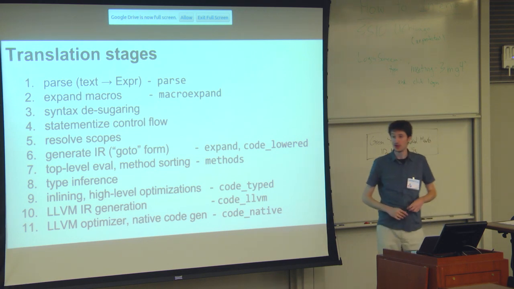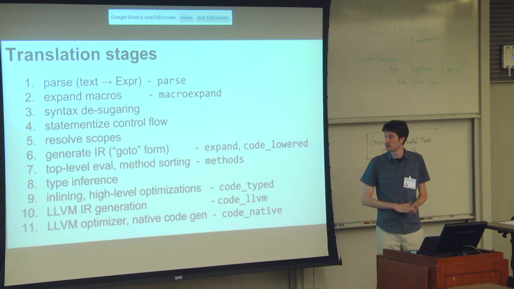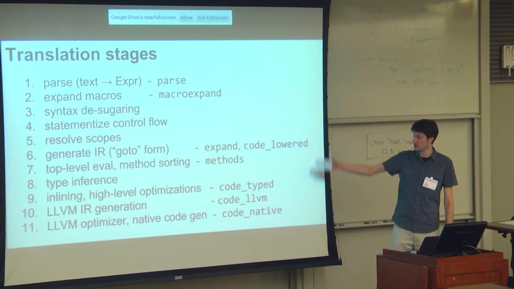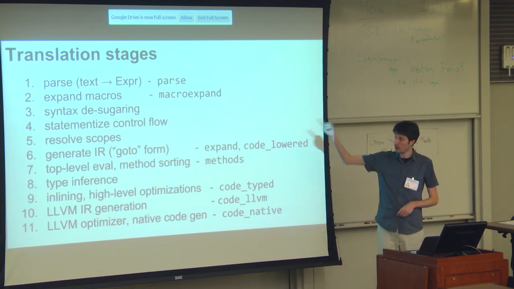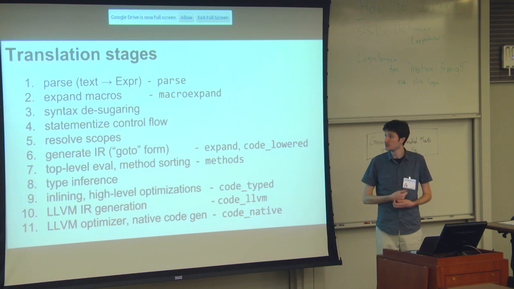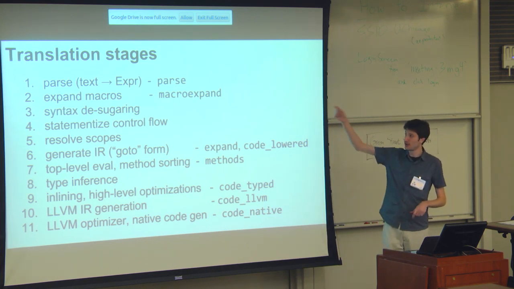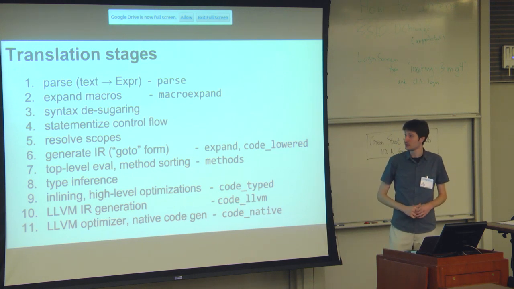So to actually run code, we go through a whole bunch of translation steps, and this is basically the summary of all these steps. There are about 11. Each of these steps has a function in the system that will give you visibility into it, which is on the right-hand side. First, we parse, which is just going from a sequence of characters to structured expressions, and you can do that yourself using the parse function. Then macros are expanded. You can do that by calling macroexpand on the output of the first step.